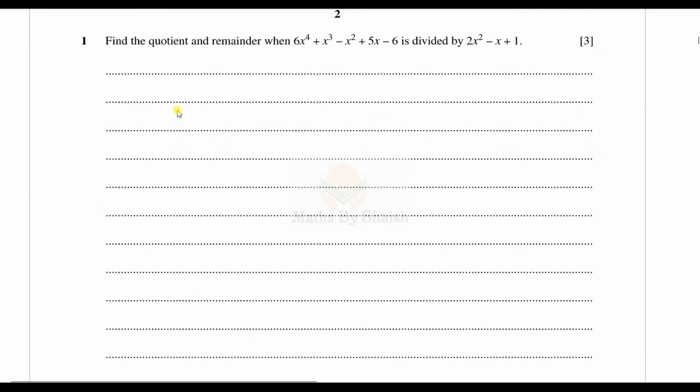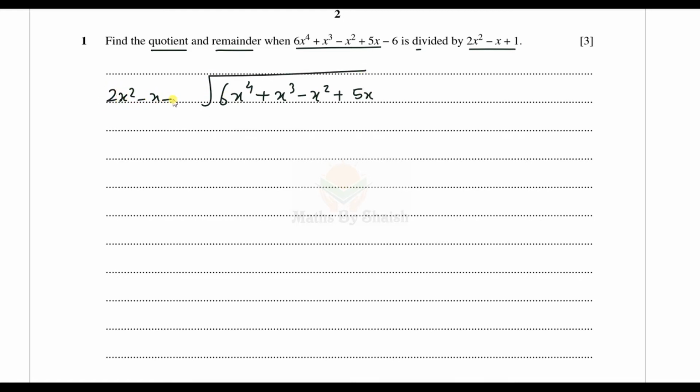Here's the first question. Find the quotient and remainder. So we need to divide this by this polynomial. So let's divide it. 6x to the power 4 plus x cube minus x square plus 5x divided by 2x square minus x plus 1.